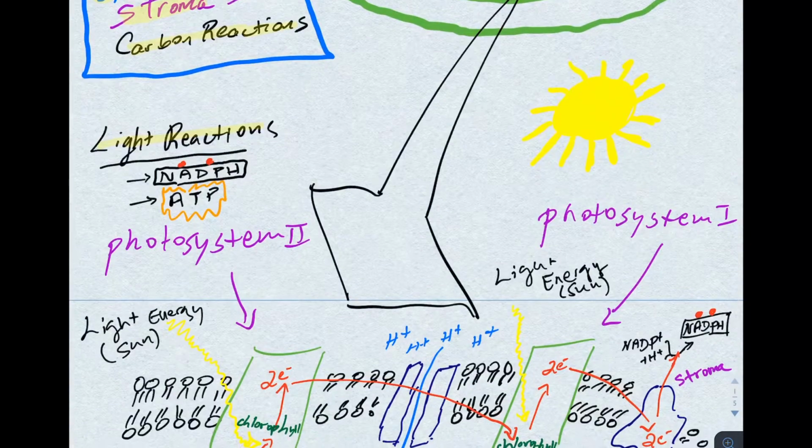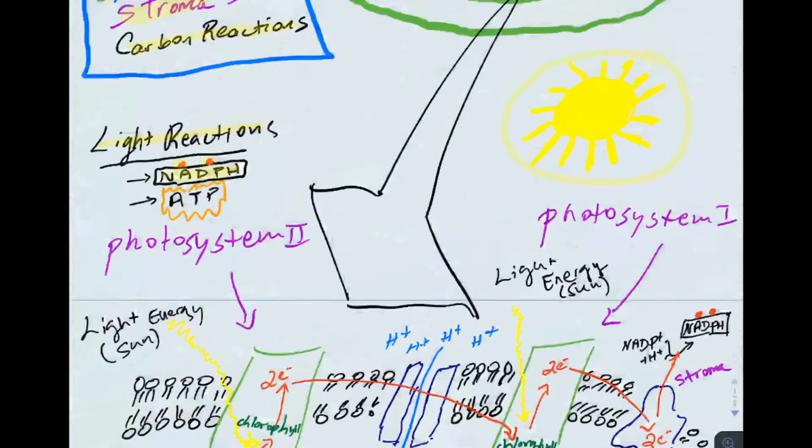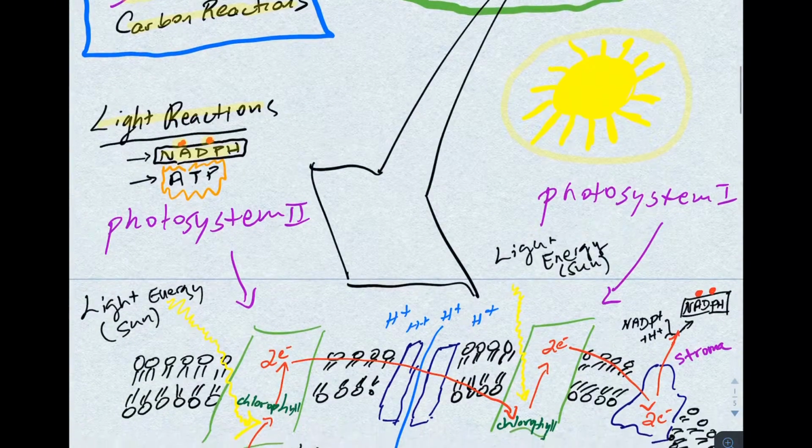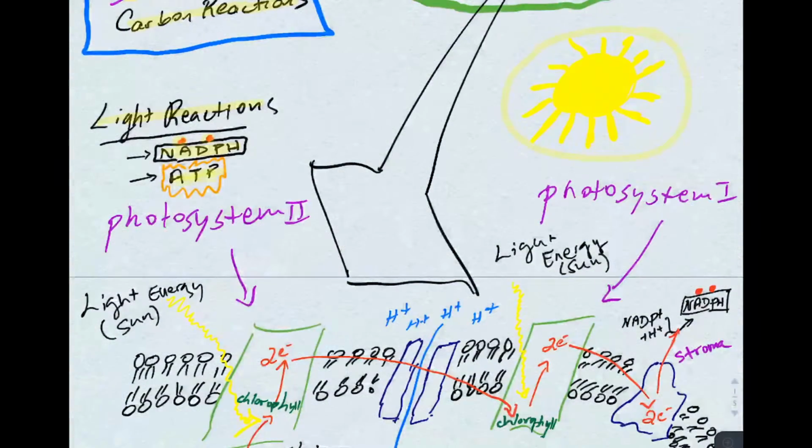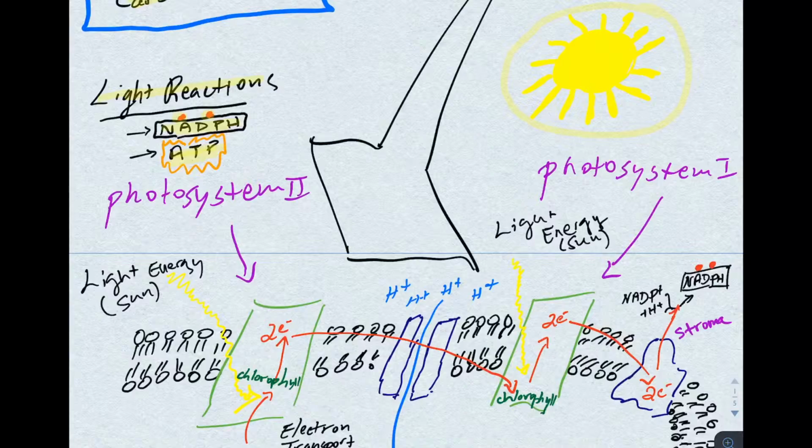The purpose of the light reactions is to use sunlight in order to generate two high energy molecules. One is called NADPH, which has two electrons on it, and the second one is known as ATP, which is the energy molecule of life, or otherwise known as the energy currency of life.